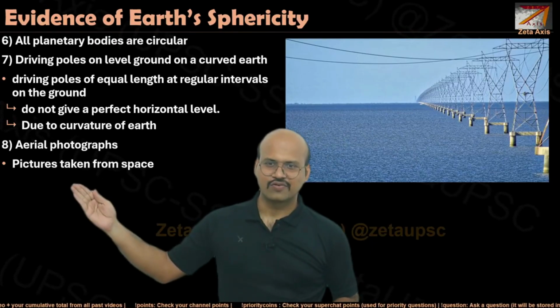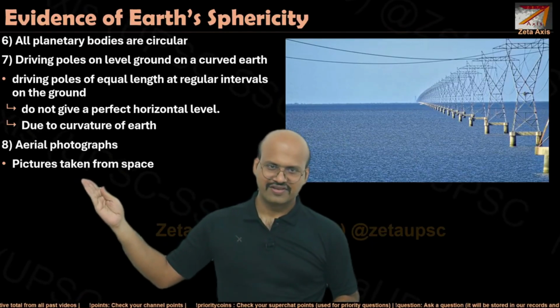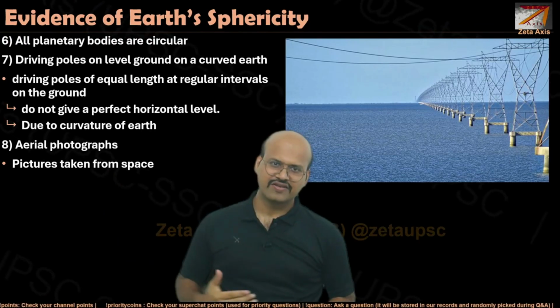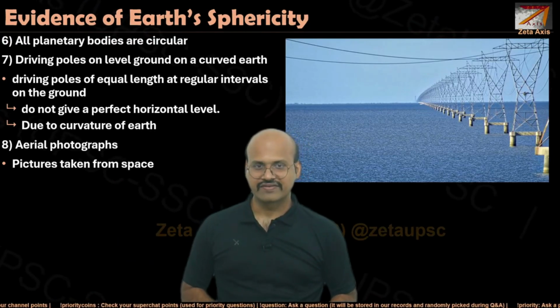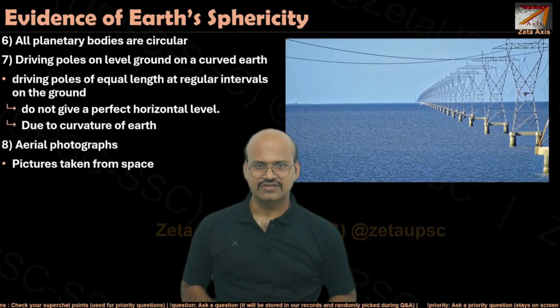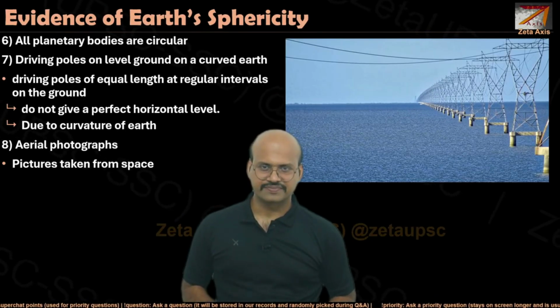And then last, it was the aerial photographs. When aeroplanes and satellites became available, the photographs from space gave the actual, true image of our earth, in which we saw that it is spherical.